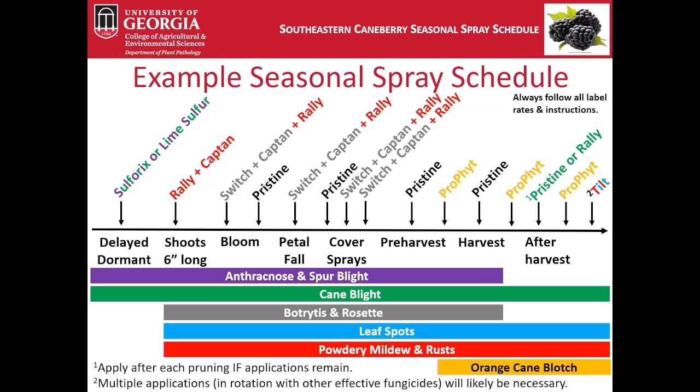And so anytime pruning is undertaken, applications of a broad spectrum fungicide like Pristine or Rally can be used to prevent infection of those wounds with cane blight. And then after harvest, and this after harvest period can be extended in parts of the southeast, it's probably going to take multiple applications of DMI or other types of fungicides that are effective against leaf spots and rusts to manage those diseases. So that's kind of just an example of a spray schedule and what it might look like in conventional blackberry production in South Georgia, where we have almost all of these diseases on a regular basis.